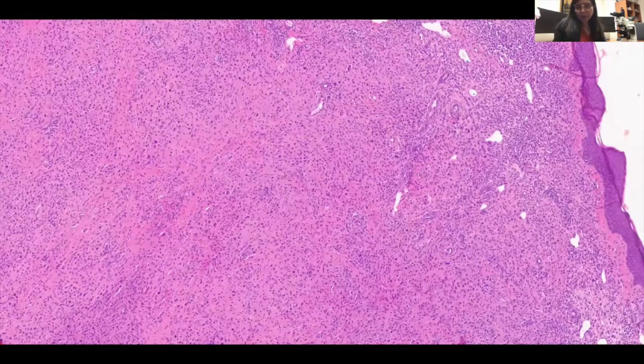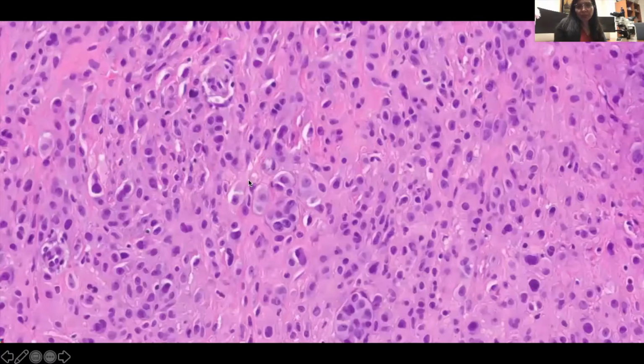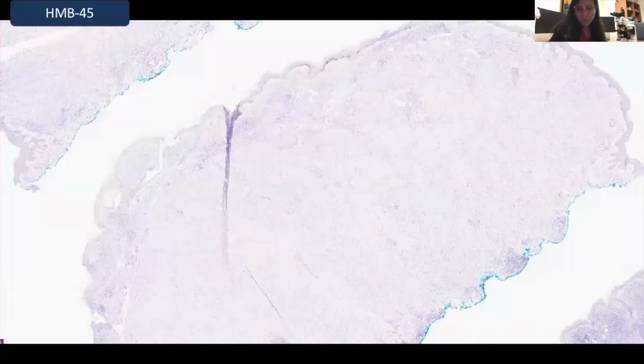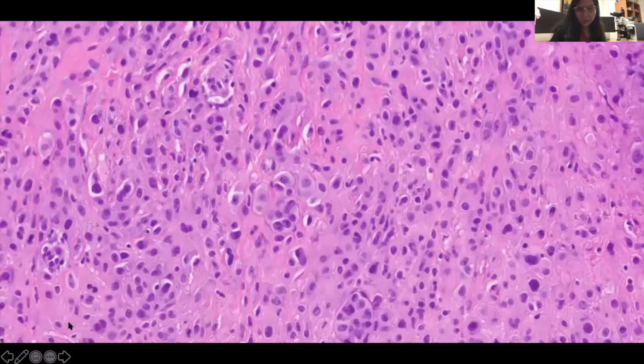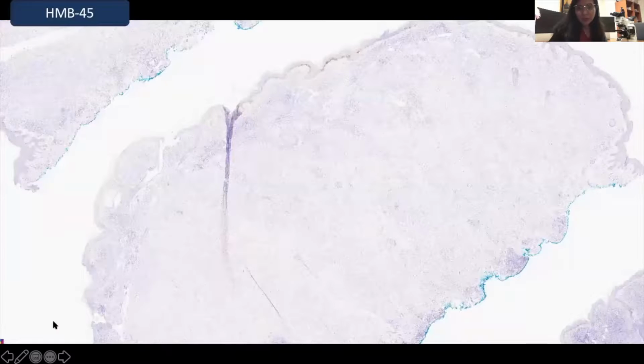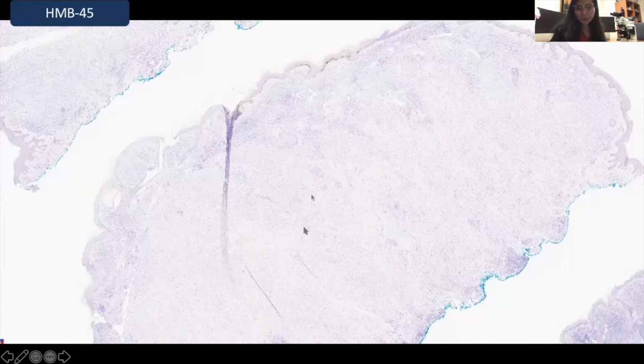Here, one can appreciate some lymphocytic infiltrate as well as diffuse melanocytes. Some of the cells show larger, more epithelioid morphology, and some of them show a smaller, nevoid appearance. When we did the HMB45, it showed a maturation pattern with almost loss of expression in the dermis, just highlighting the junctional melanocytes.